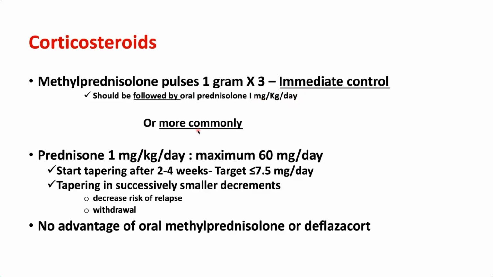Or more commonly, we use prednisolone 1 milligram per kg body weight for a maximum dose generally of 60 milligrams per day. And we start to taper sometimes between 2 to 4 weeks and sometimes after 4 weeks. And the target is generally 7.5 milligrams per day. But one has to remember that as we go up from higher doses, the decrement of the tapering is higher. As we come to the lower doses, the tapering is at a lower dose.